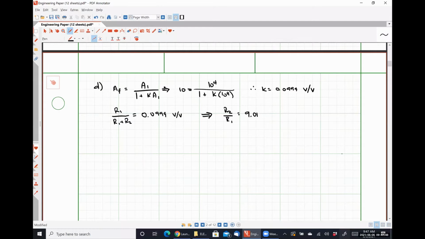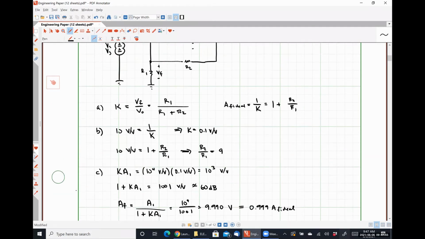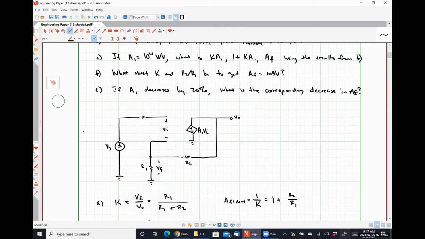For part E, this is where things get a little bit interesting, okay? So in part E, we are told that our open loop gain is decreasing by a factor of 20%. And we want to determine what the corresponding decrease in our closed loop gain is, okay? So I want to hear some guesses as to what you guys think might be happening here before we mathematically show what's going on. This is gain desensitivity, okay?